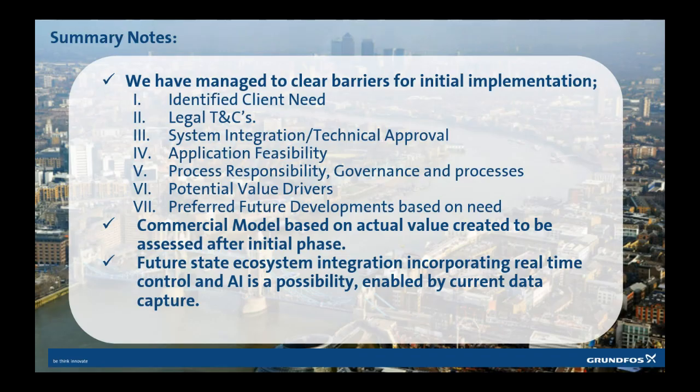So summary notes, we have managed to clear barriers for initial implementation. We've identified the need. We've addressed the legals. We've gone through application feasibility, etc. And we have a commercial model based on actual value created that will be assessed after the initial phase. And we have a future state ecosystem incorporating real-time control and AI as a possibility, which will be enabled by the transparency as a service. So we've got on that first step, which is the transparency, and the future is limitless, but is now possible. So thank you very much.